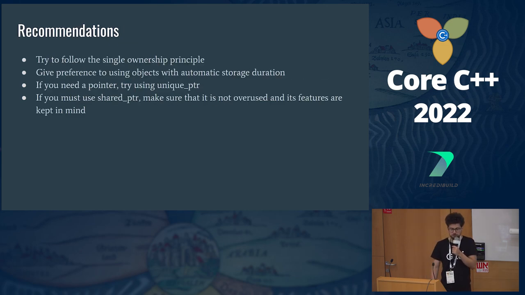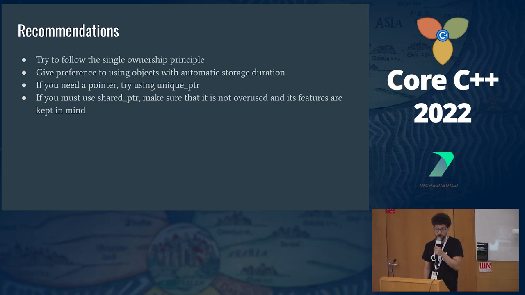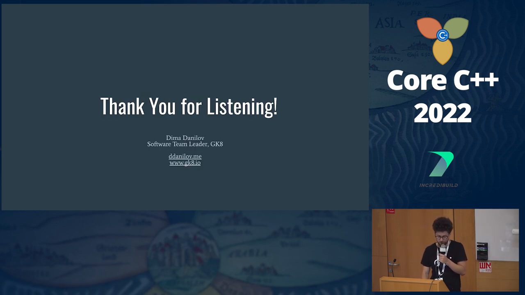So the recommendations. Try to follow the single ownership principle. Give preference to using objects with automatic storage duration, aka don't use pointers if you can. If you need a pointer, use unique pointer. And if you use shared pointer, keep in mind all these things that I have been saying for the last few minutes. And thank you for listening.